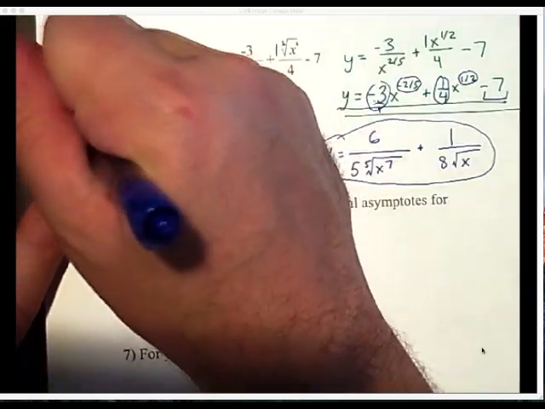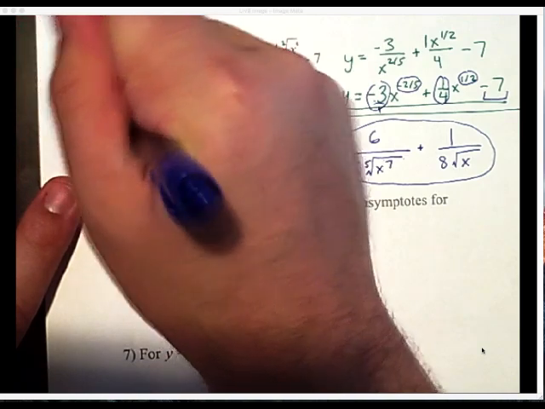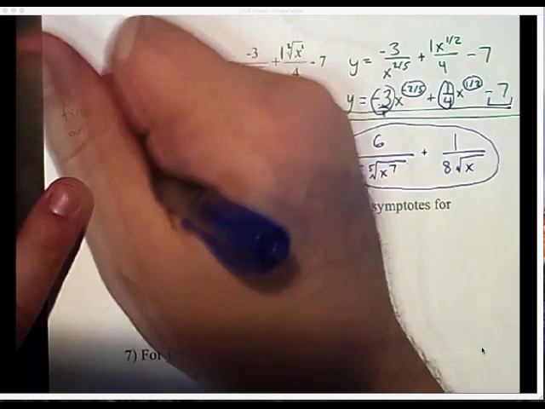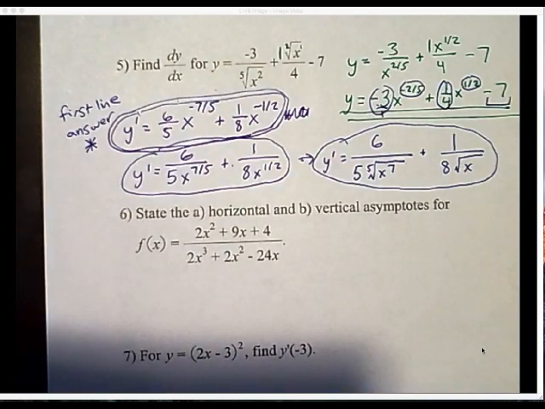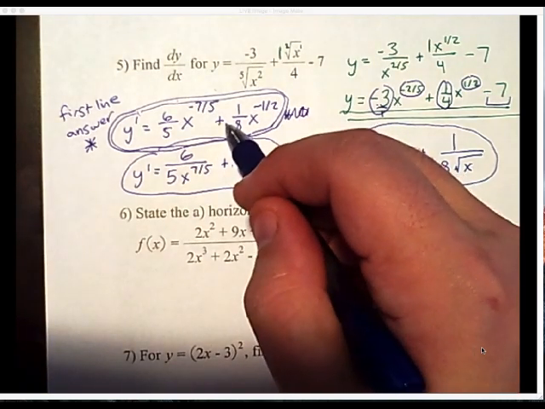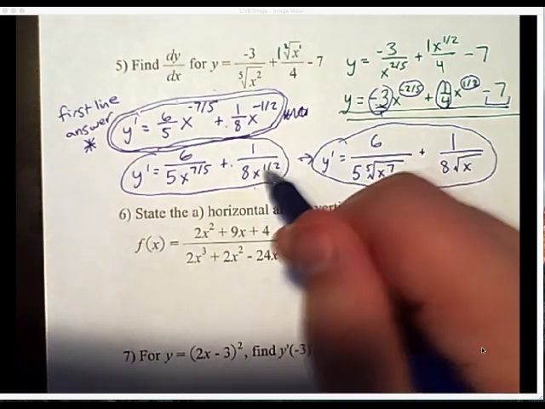Okay, this is what we call a first line answer. And it's okay to stop there if it's an open response question. If it's multiple choice, this answer is probably not going to be there. It'll probably be presented in one of these two ways.